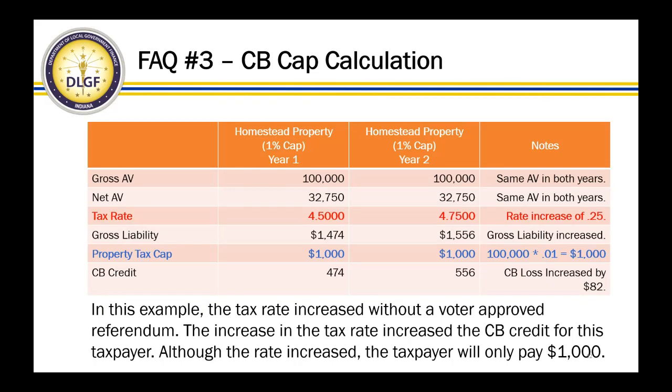There's another way of looking at this. On the next two slides, we're going to take a look at the same rate increase. In this example, we're looking at the rate increasing from 4.5 to 4.75. And this is just a traditional rate increase. There is no referendum associated with it. Now, in our example, the gross liability exceeds the property tax cap. And so while the rate went from 4.5 to 4.75, the property tax cap did not change. So in year one, we see $474 worth of circuit breaker credit. And in year two, we're looking at $556 worth of circuit breaker credit.